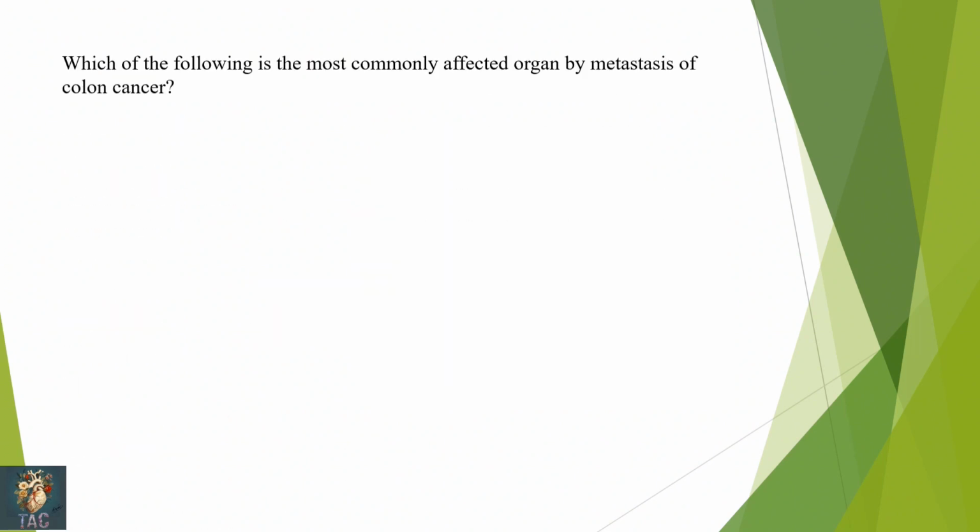Next, which of the following is the most commonly affected organ by metastasis of colonic cancer? This is again another MCQ from pathology. This may be bones, brain, liver, lung, and spleen. So please remember, metastasis of colonic cancer affects the liver, and this is the answer.